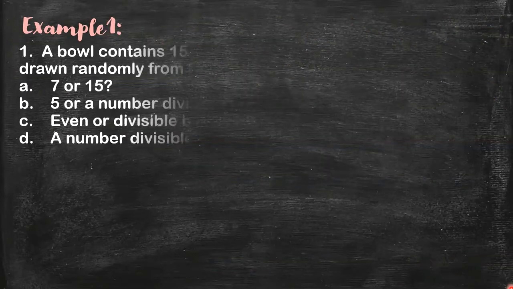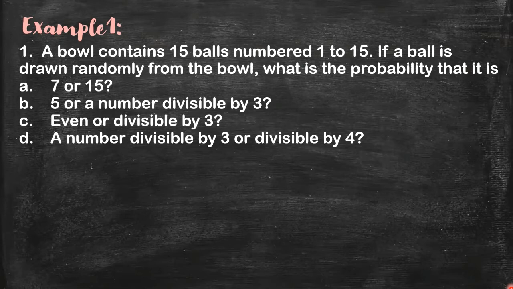Okay, let's have more examples here. This is our first example. A bowl contains 15 balls numbered 1 to 15, and then you're going to randomly choose one ball. What is the probability that it is? We answer these 4 questions here. Let's start with letter A. What is the probability that the randomly chosen ball is a 7 or 15?